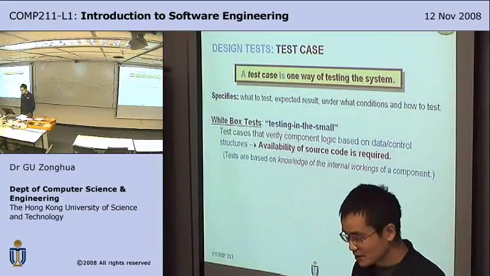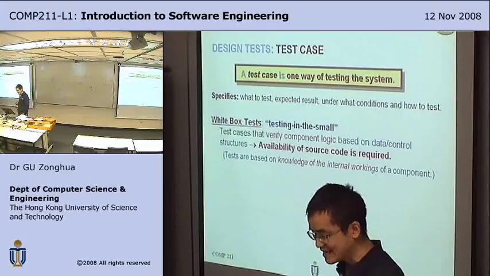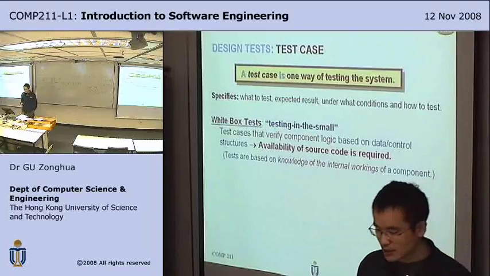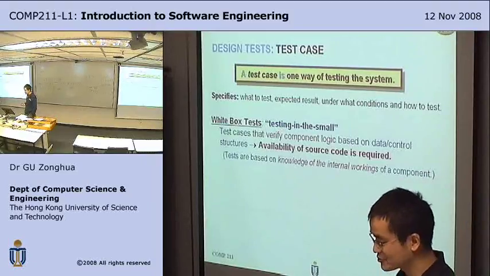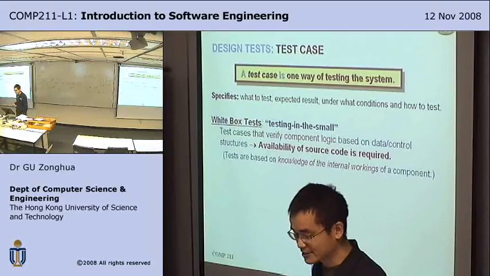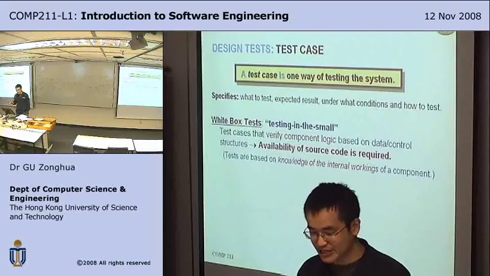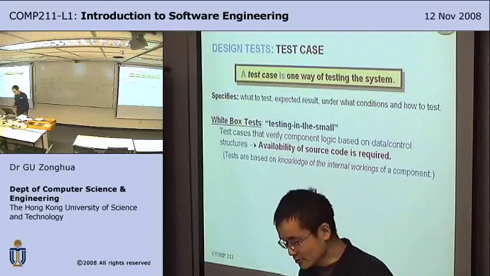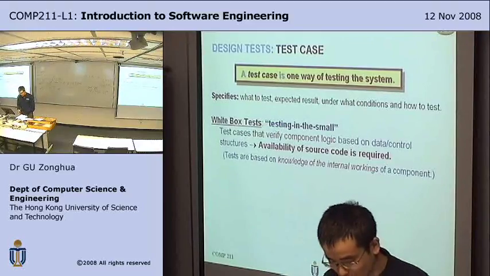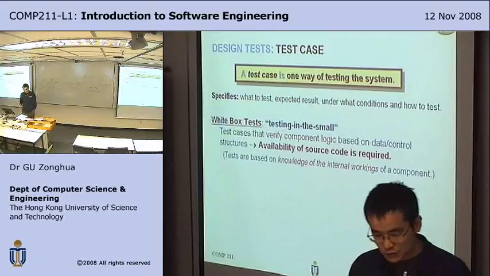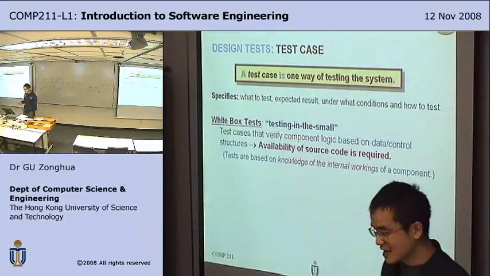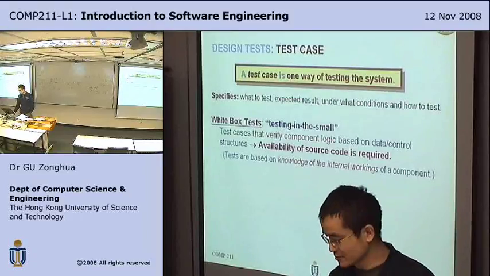White box tests are testing in the small, that is, test cases that verify component logic based on data and control structures. Availability of source code is required. It really should be called clear box tests. That is, the box is transparent. You can see inside of the source code. It's based on the knowledge of the internal workings of a component. Knowing the internal workings, we can design a set of test cases to test different execution paths through the source code.